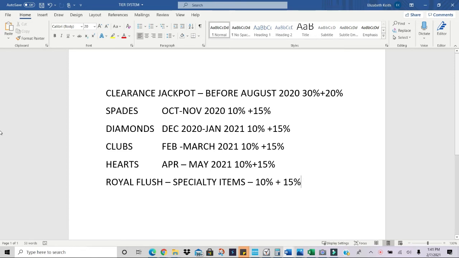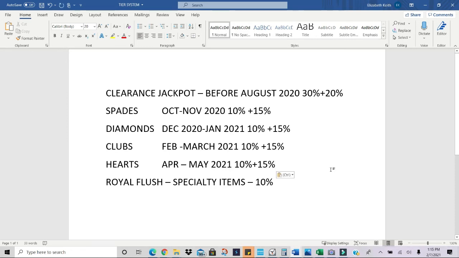I want to say one more thing about specialty items. There are some things that I will put in specialty items for a different reason. Let's say that I have a winter coat that's new with tags. Well, I don't want it to get lost in the system and in 8 months go directly to clearance jackpot. I want it to run again through another fall, possibly another winter. So I will put it in the Royal Flush specialty items category. And that way, the most I will usually take is 25% off, possibly 30% if someone makes me an offer.